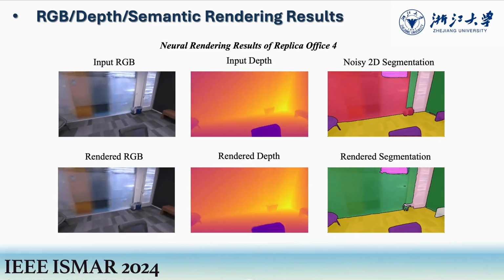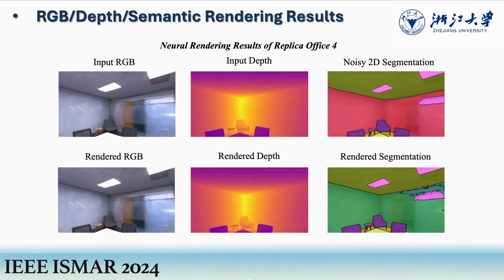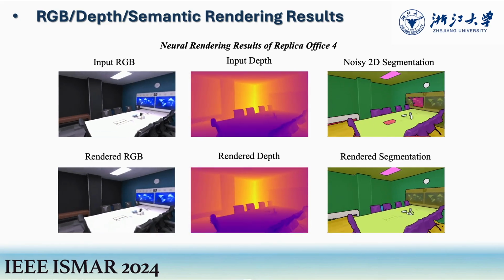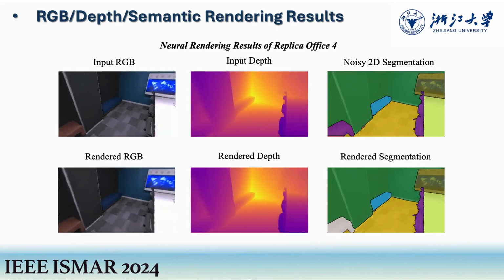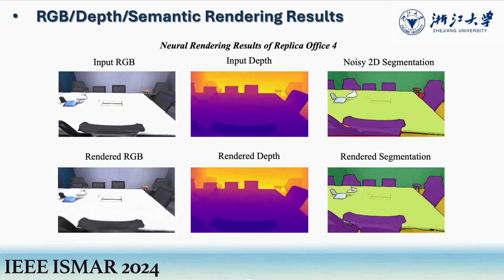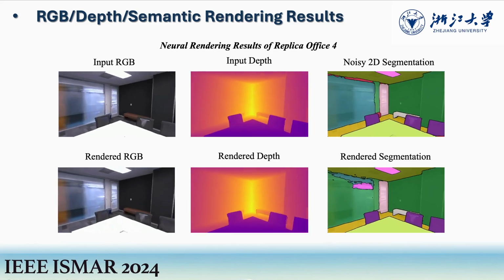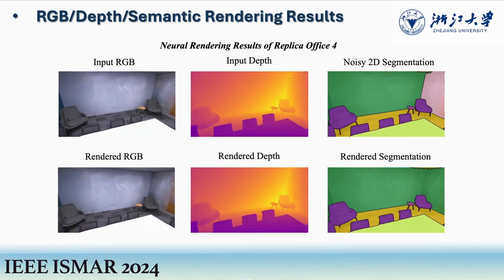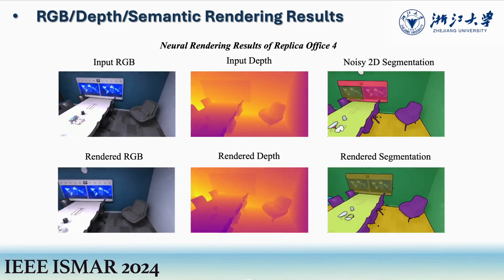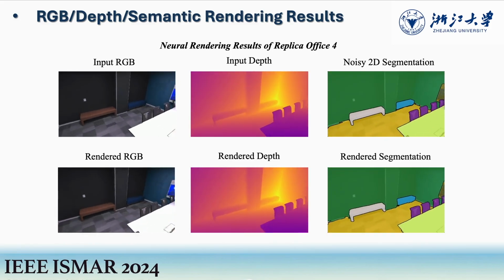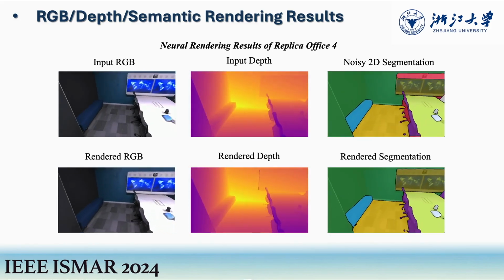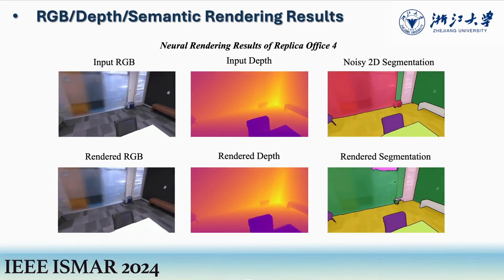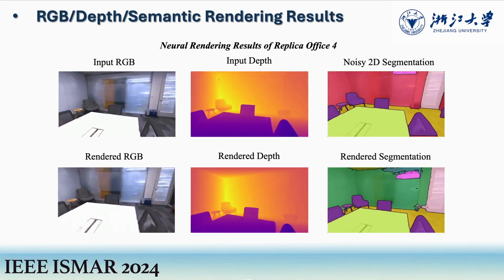We show the neural rendering results of color, depth, and semantics. It can be seen from the video that we can reconstruct the geometry and appearance information of the scene very well. At the same time, we can recover a 3D consistent semantic field from the noisy 2D semantic information. Compared with the baseline, our method can better model a 3D consistent semantic information field. It validates the effectiveness of our multi-view fusion approach.